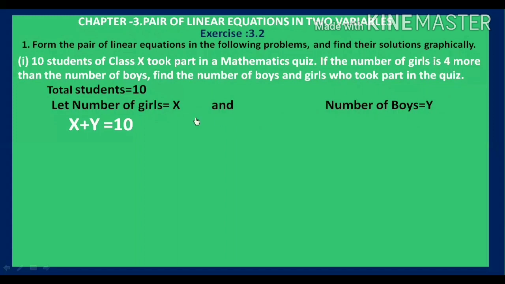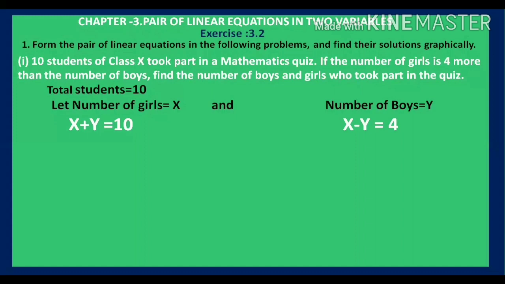Now let's obtain some solutions for this equation. And second, it is given that the number of girls is 4 more than the number of boys. यानी जो number of girls हैं वो boys से 4 ज़्यादा है, यानी दोनों का difference 4 है. So x minus y equals 4. This is the pair of equations we form as per the given conditions. Total students 10, so x plus y equals 10. Girls are 4 more than boys, so x minus y equals 4. So this is our pair of linear equations.